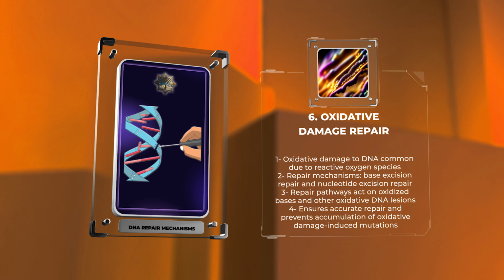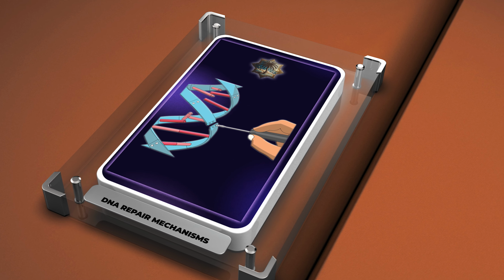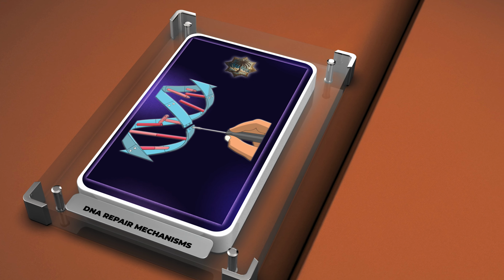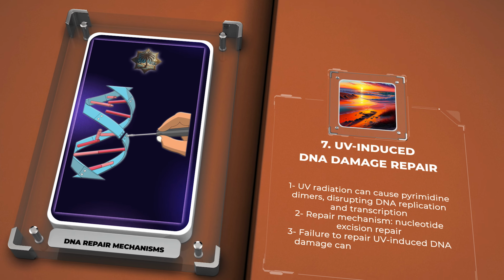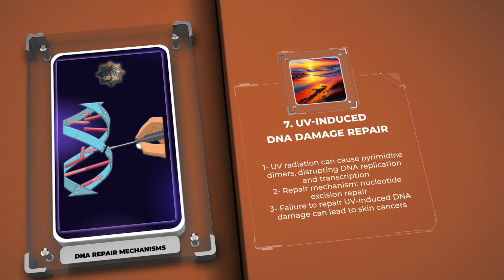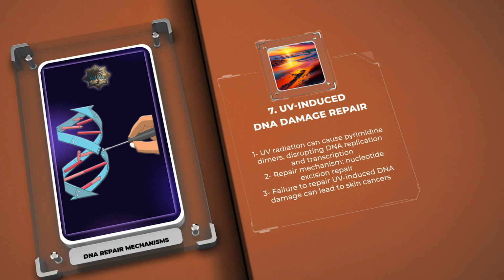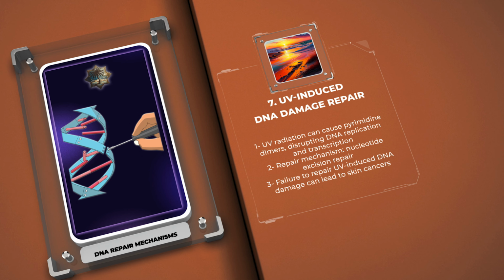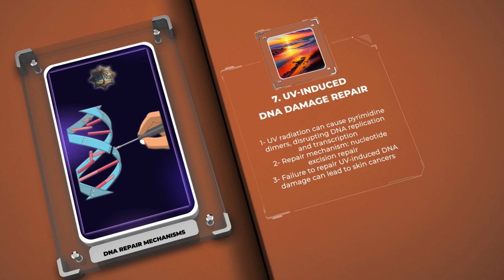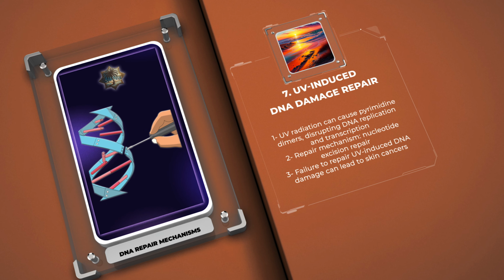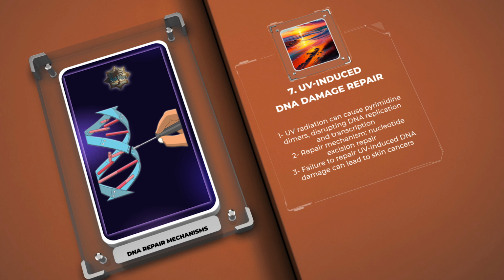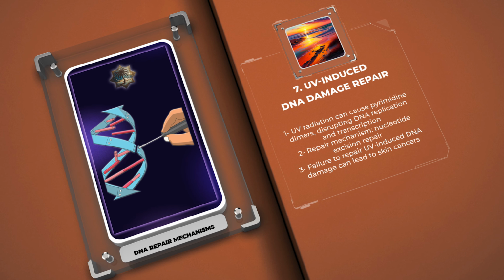Exposure to UV radiation can cause the formation of pyrimidine dimers, leading to significant distortion in the DNA helix and potential disruption of DNA replication and transcription. UV-induced DNA lesions are primarily repaired through nucleotide excision repair, which removes and replaces the damaged DNA segment. Failure to repair UV-induced DNA damage can result in the development of skin cancers, emphasizing the significance of proper repair mechanisms.